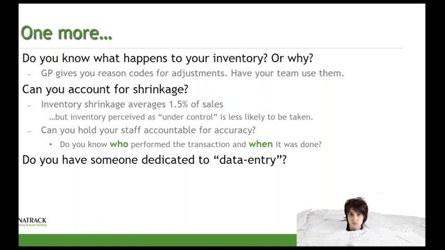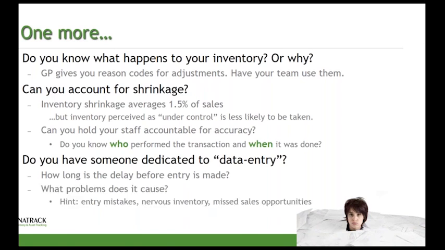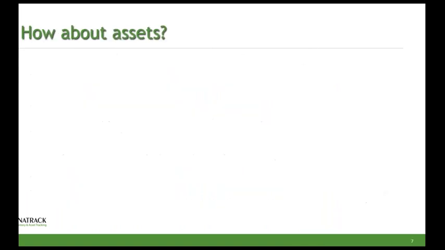And lastly, do you have someone that's simply dedicated to data entry? And if you do, how long is the delay before the data entry is made? What problems does it cause by having that person taking pieces of paper and trying to read them and type them in as fast as they can in order to keep the balance of your inventory and assets accurate? Well, it usually means that they're making entry mistakes no matter how careful they are. You've got the nervous inventory scenario that I previously described. And chances are you've experienced some missed sales opportunities because you didn't realize you had inventory in stock or had it promised to someone else.